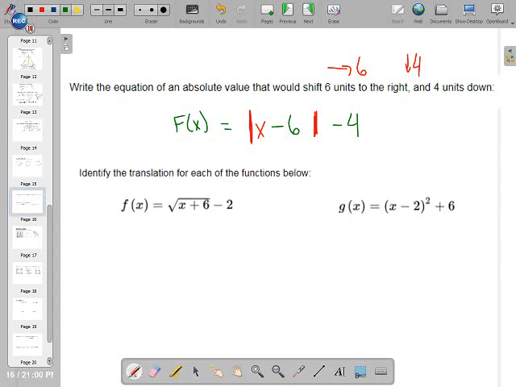How would these translations work? If this is x plus 6, that makes it go left 6, and on the outside we have minus 2, so that makes it go down 2. So left 6, down 2. That would be a radical. And here's a quadratic that has gone to the right 2 and up 6. That's called vertex form. We talked about that earlier.